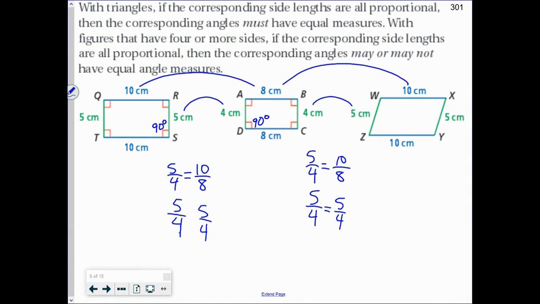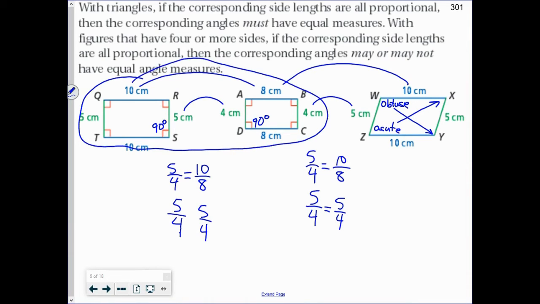But we know that these two quadrilaterals are not similar because over here, these angles are acute and these angles are obtuse. But in rectangles, all the angles are 90 degrees. So these two figures are similar while the other one is not.